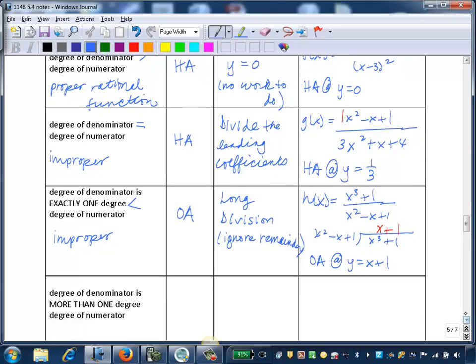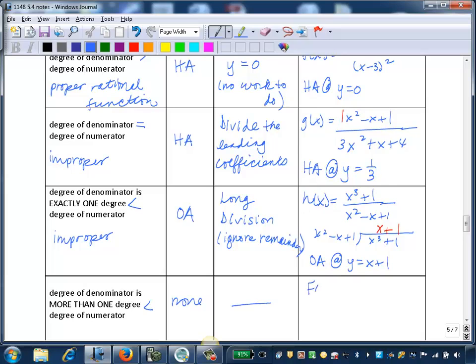And then finally, if the degree of the denominator is more than 1 degree less than the degree of the numerator, we will have neither horizontal nor oblique. So you can have either horizontal or oblique or neither. So obviously there's no work to do, nothing to find.